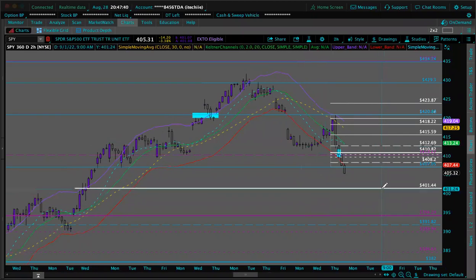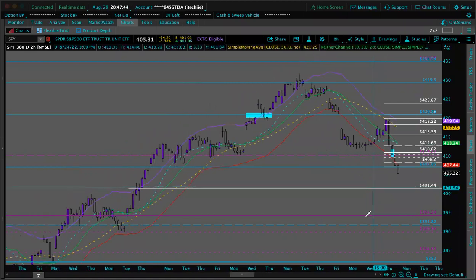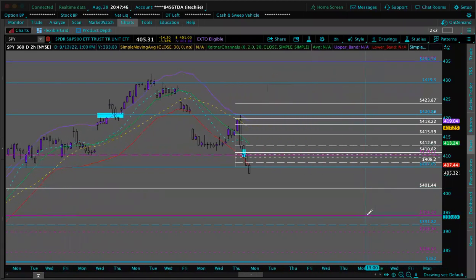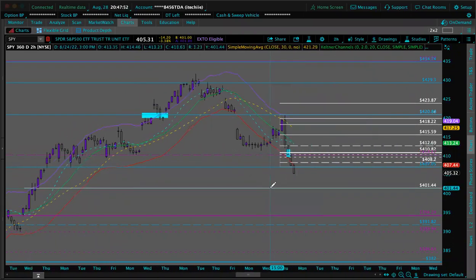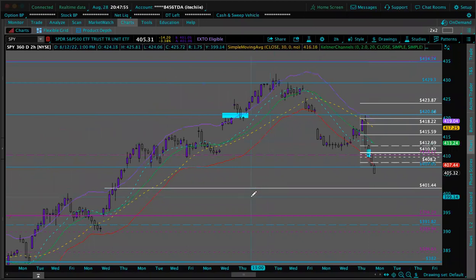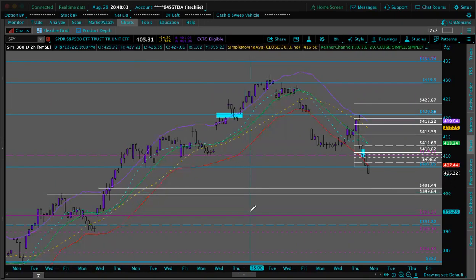So we're coming into 401.44, below that 394.24. Still got some more downside. So actually, we're lower than 410.4. Let's just go to 401. That still works out here. It comes down to somewhere here. I'll draw another line here just in case, 399.84. So that's SPY.